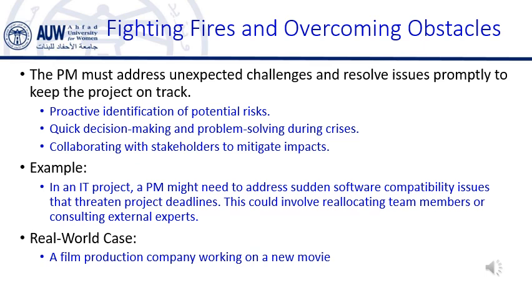Unexpected weather delays that prevent filming. A key actor falls ill and needs to be replaced. A critical piece of equipment breaks down. In this situation, the PM acts as the problem solver. They reschedule filming around the weather forecast. The PM quickly finds a replacement actor and makes necessary adjustments to the script and schedule. The PM arranges for the broken equipment to be fixed or rented, ensuring minimal impact on the production schedule.